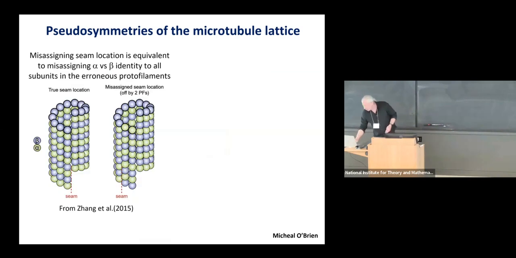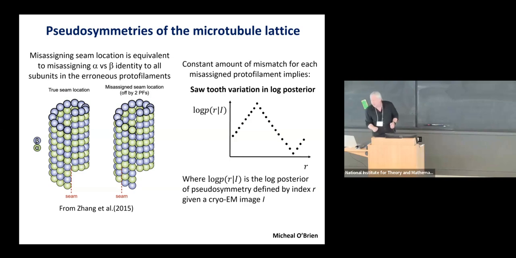All right. And so if you were to try to think about this a little bit more, if you have a microtubule, which has the true seam at this location, and if you were to misguess where the seam was by 2 protofilaments, essentially what you're doing is misassigning who's alpha and beta for everyone in those 2 protofilaments. That's what you're doing. And then you can guess what you'd expect to see from that.